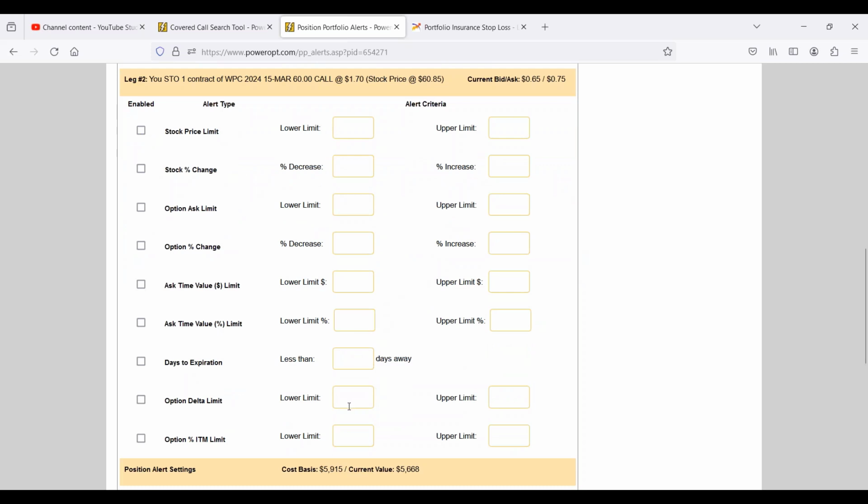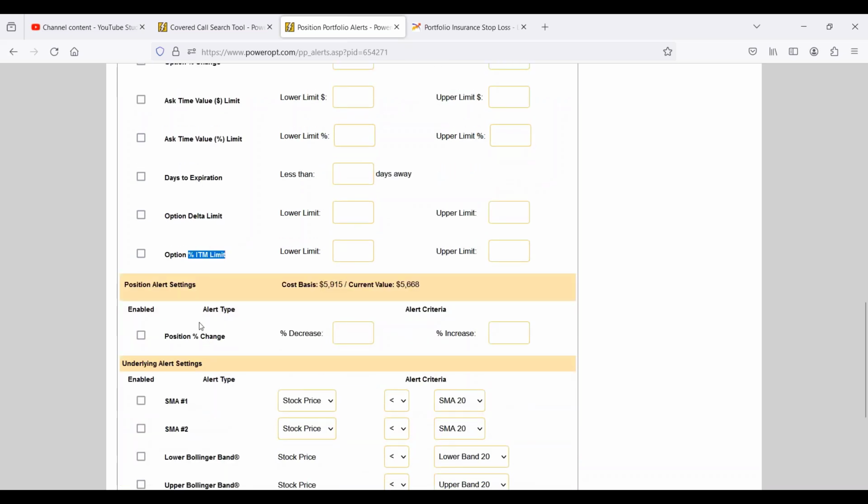You can put in limits on the option delta. The comment that came in from James, you could put in the delta upper or lower limit if you wanted to be notified if your delta changed. Also, the range in the money. If I started off 1 or 2% in the money, or 3% in the money, but I wanted to be notified if I'm now out of the money, then we could put that in as well.